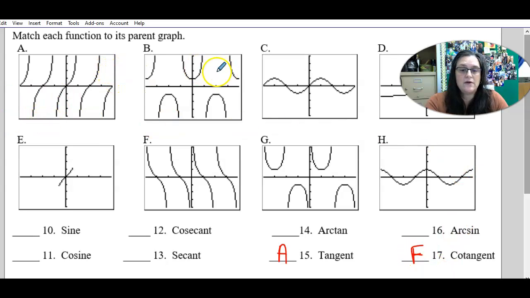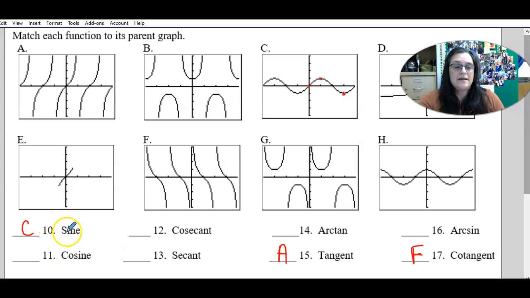Okay, then when we look at 10, that's the sine function. The sine parent graph has a y-intercept at 0, 0, and it makes a continuous wave. It's got its maximum before its absolute minimum, and that would be our graph C, right? We have our y-intercept at 0, then a continuous wave with the maximum before the minimum. The zeros are at plus or minus k times pi, so C is our parent graph for sine.